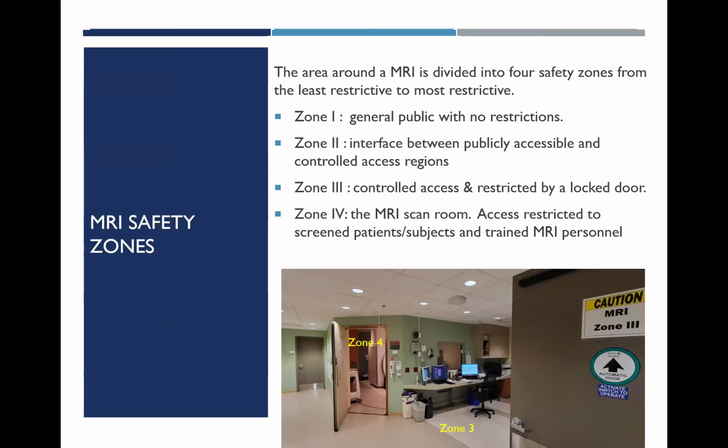The area around an MRI is divided into 4 safety zones, from the least restrictive to most restrictive. Zone 1 is a general public area with no restrictions. Zone 2 is the interface between publicly accessible and controlled access regions. Zone 3 is controlled access and is restricted by a locked door, as can be seen in the image here.